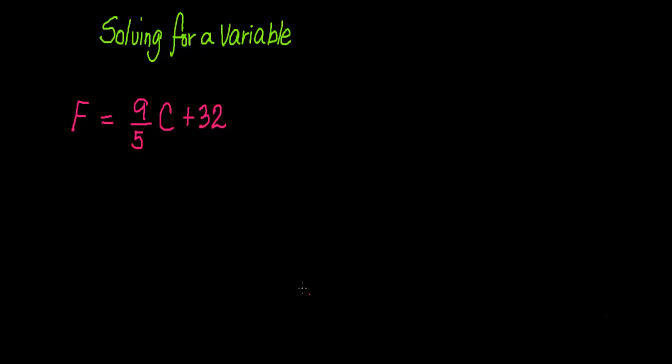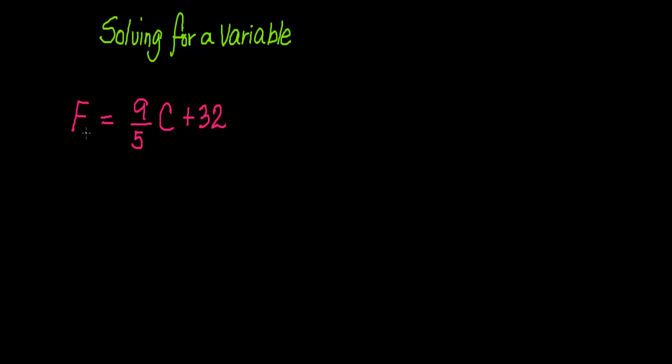Hello, we're solving for a variable, and in this example, this formula is the formula where we change from degree Celsius to degree Fahrenheit. This is the formula we would use. If I want to know how much 10 degrees Celsius is in Fahrenheit, then I would plug 10 degrees into here, and that would be 18 plus 32, which is 50 degrees Fahrenheit.